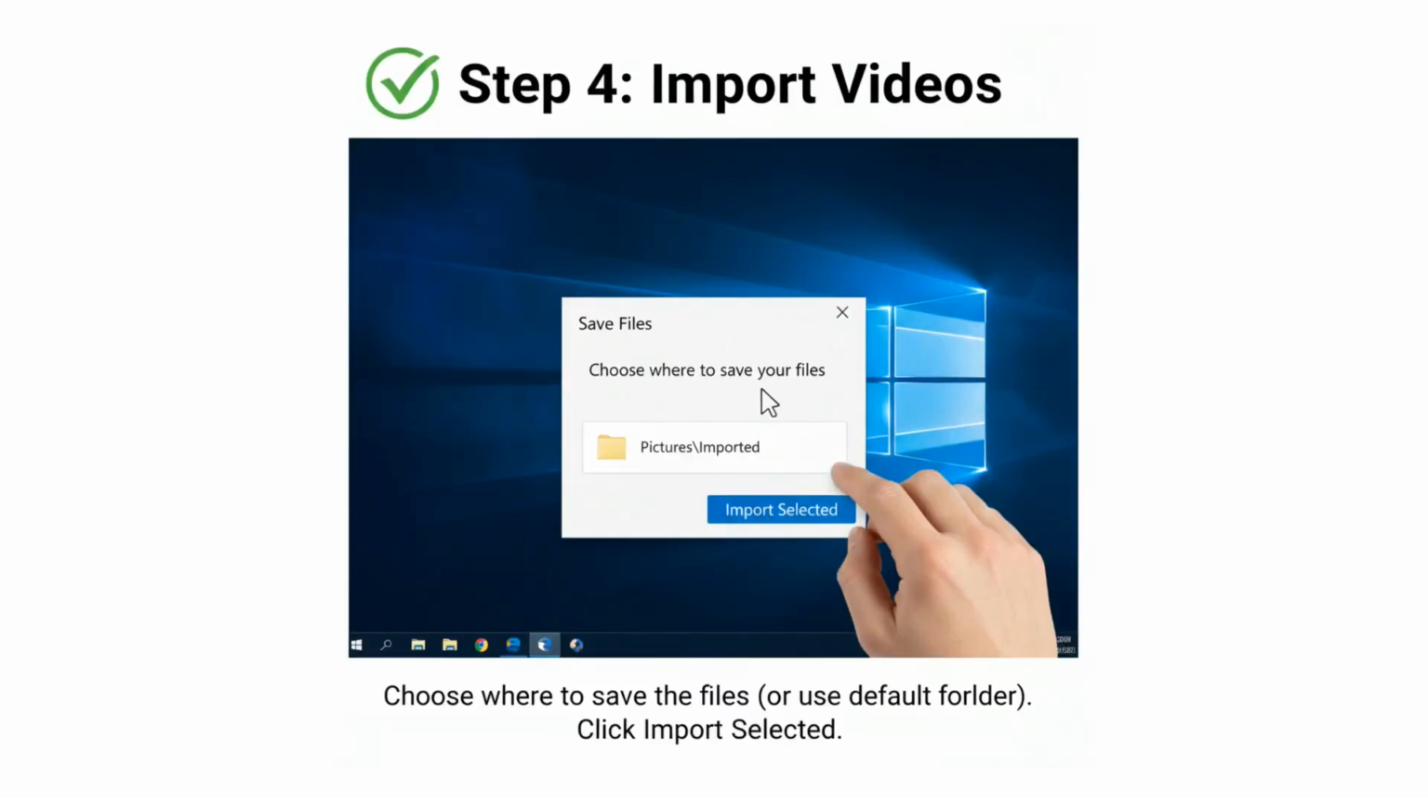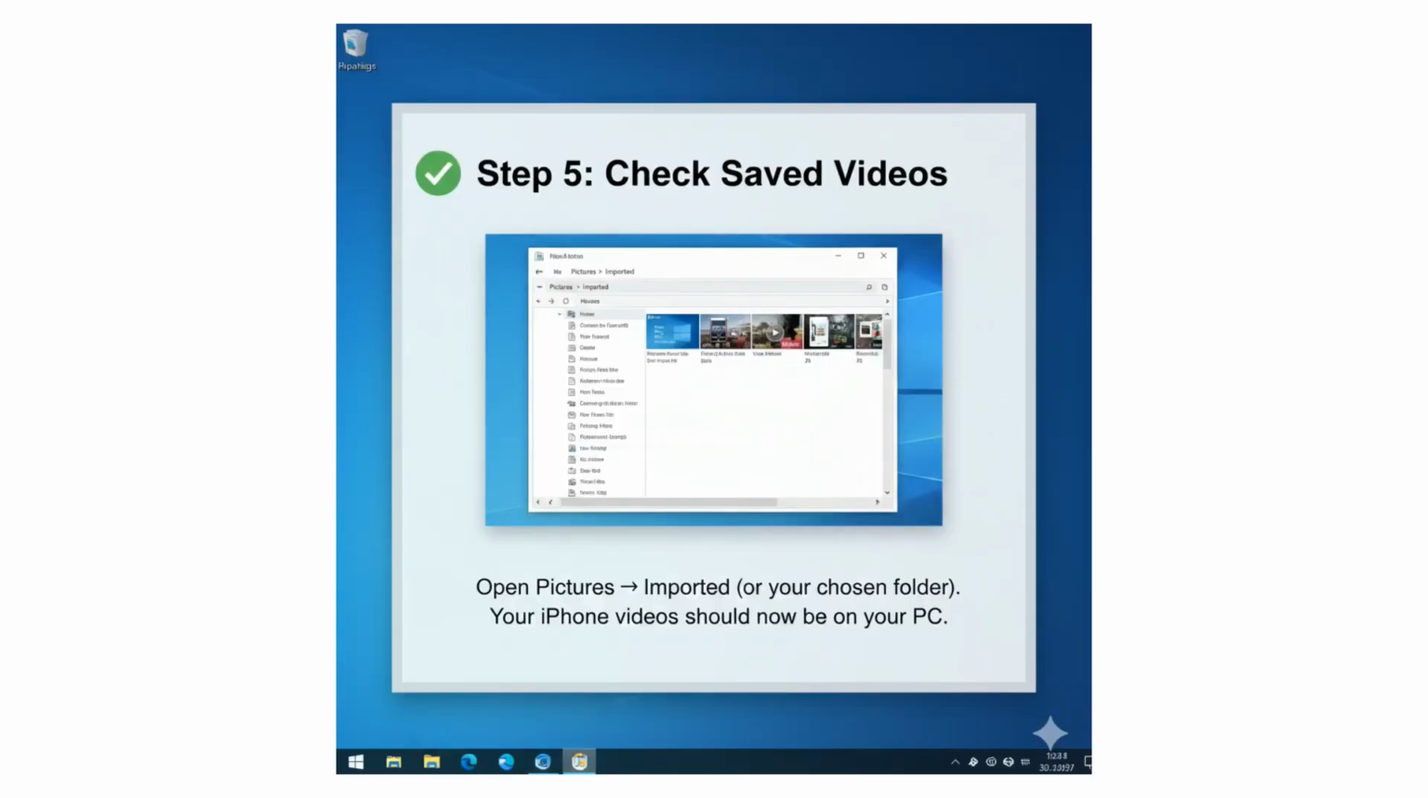Step 4. Import videos. Choose where to save the files or use default folder. Click Import selected. Step 5. Check saved videos. Open Pictures, Imported, or your chosen folder. Your iPhone videos should now be on your PC.